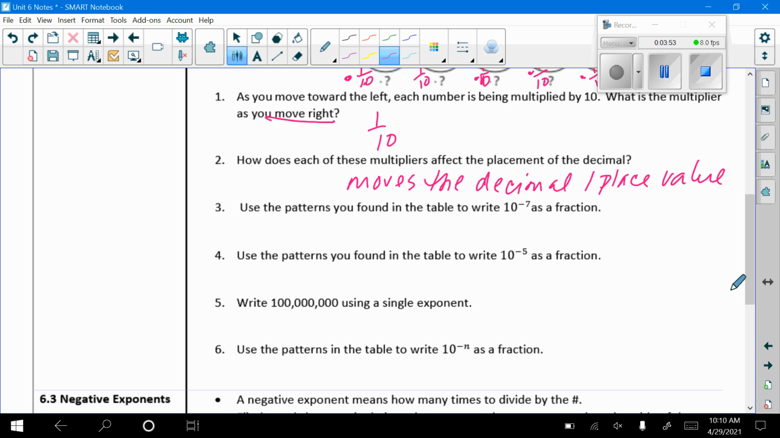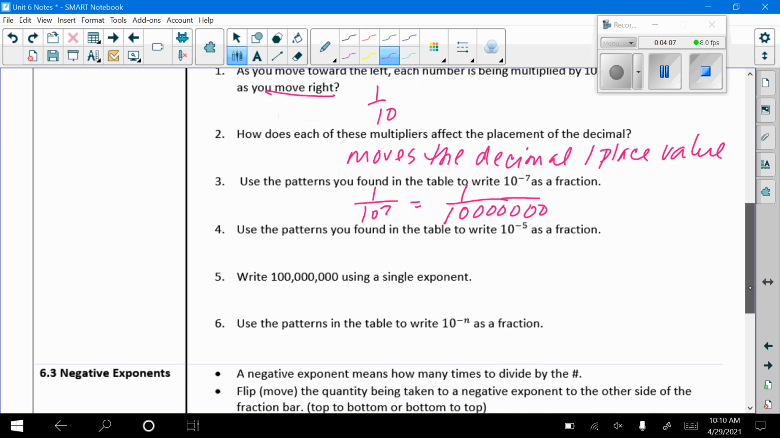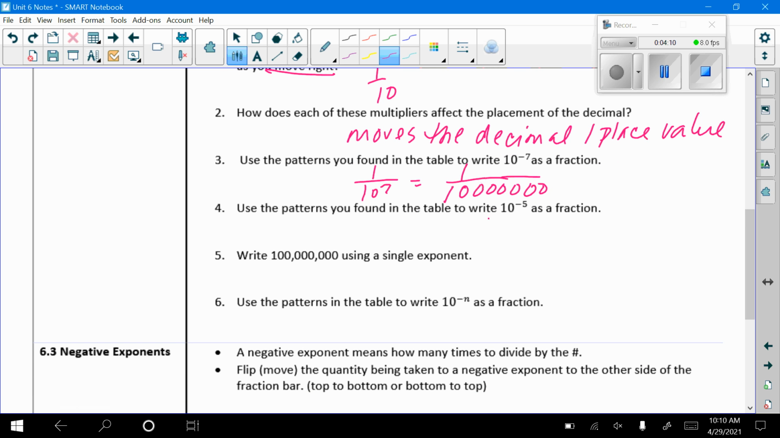So now using those patterns, if I have 10 to the negative 7th, we realize that that means 1 over 10 to the 7th, which would give me 1 over a 1 with 7 zeros: 1, 2, 3, 4, 5, 6, 7. There you go. This next one is going to be 1 over 10 to the 5th, which is 1 over 1 with 1, 2, 3, 4, 5 zeros. Write this with a single exponent. Well, this is going to be 10 to the what power? Well, 1, 2, 3, 4, 5, 6, 7, 8 zeros altogether. So this is 10 to the 8th power.